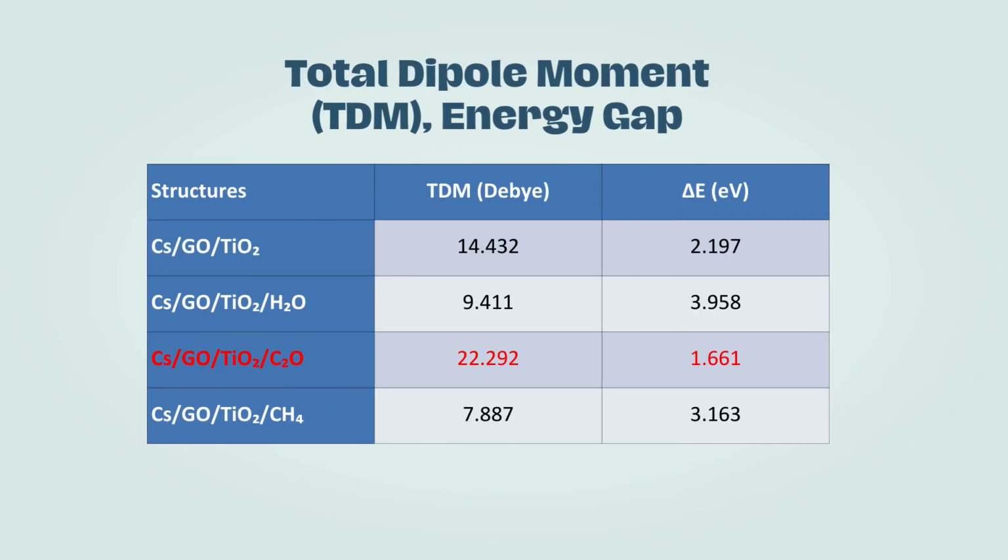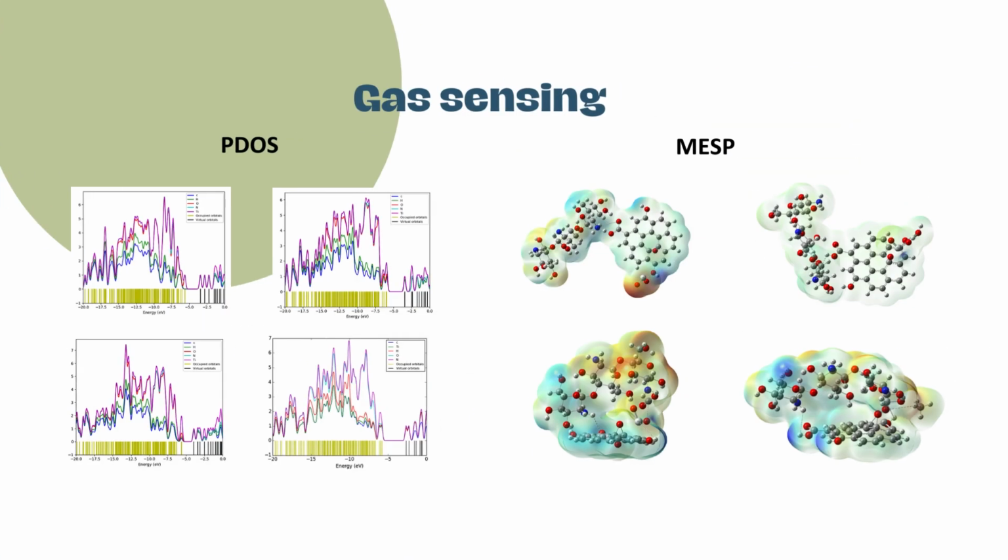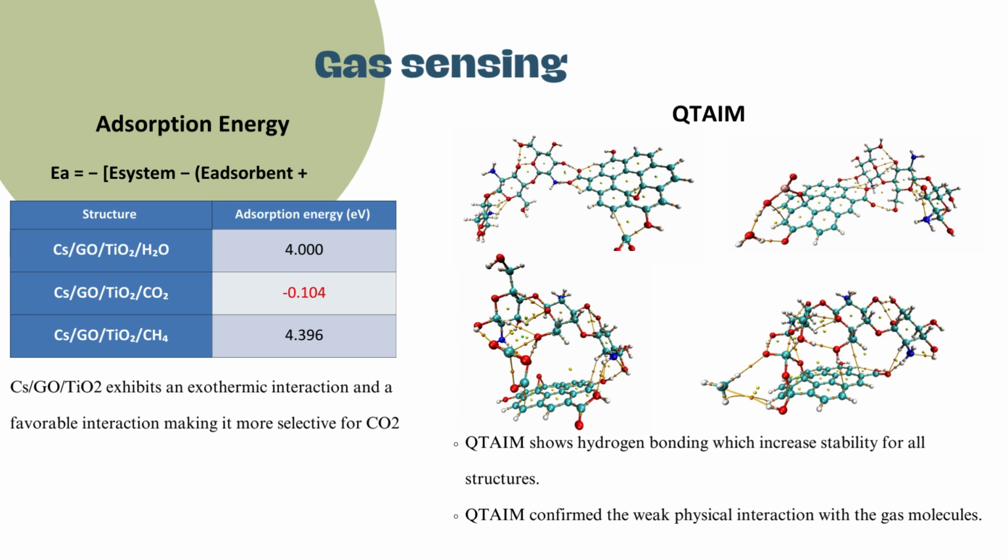The total dipole moment and energy gap for the chitosan graphene oxide titanium dioxide with the 3 gases. The results show that the interaction with carbon dioxide is favorable, with lower energy gap and highest total dipole moment. The projected density of states and MESP for the composite interacting with the gas are presented here. The carbon dioxide shows more modulation in the density of states.